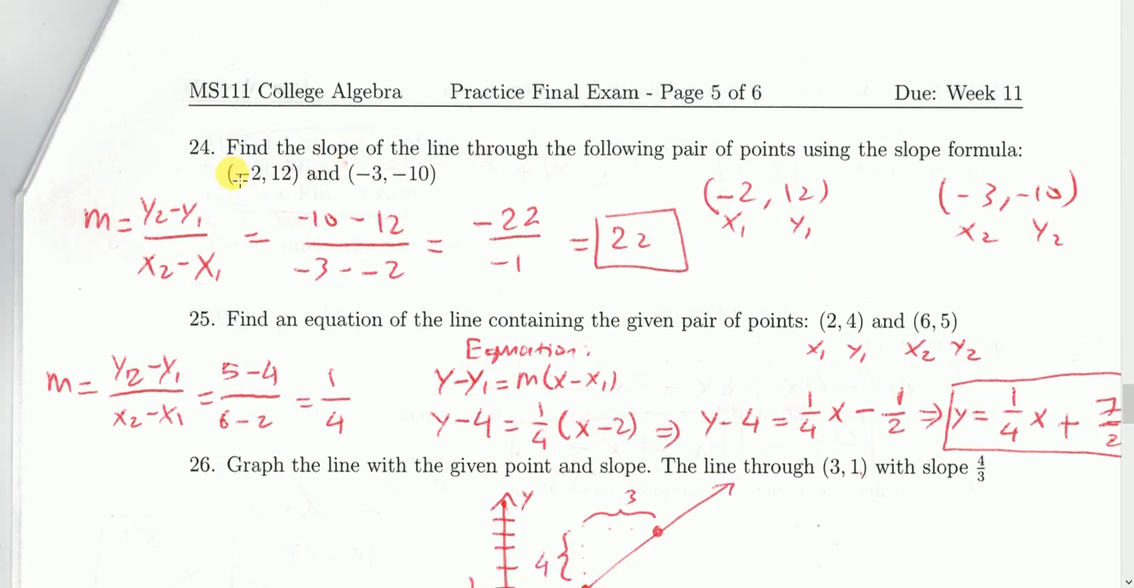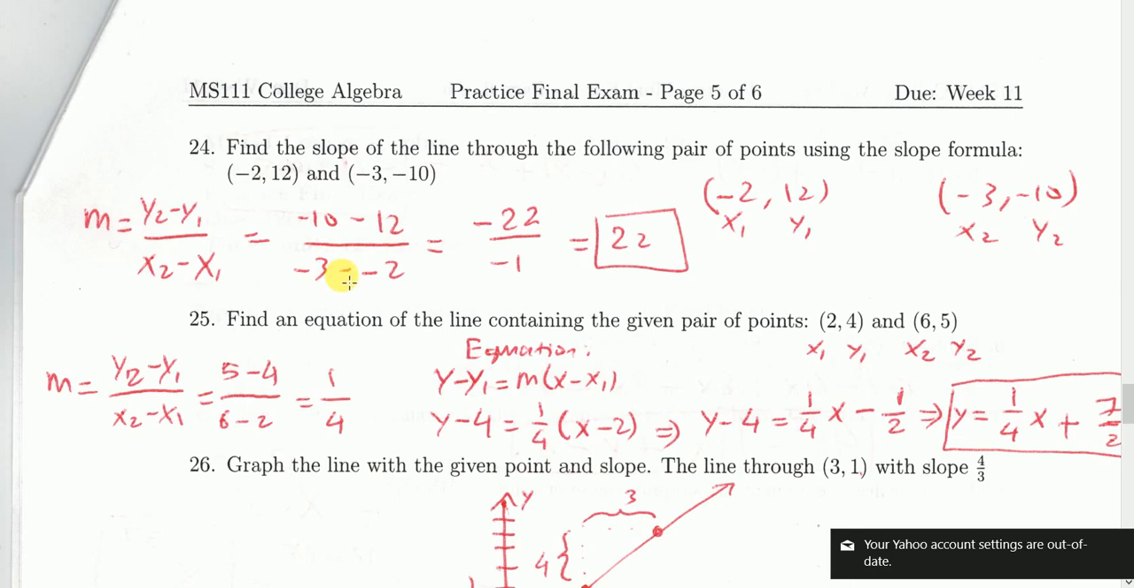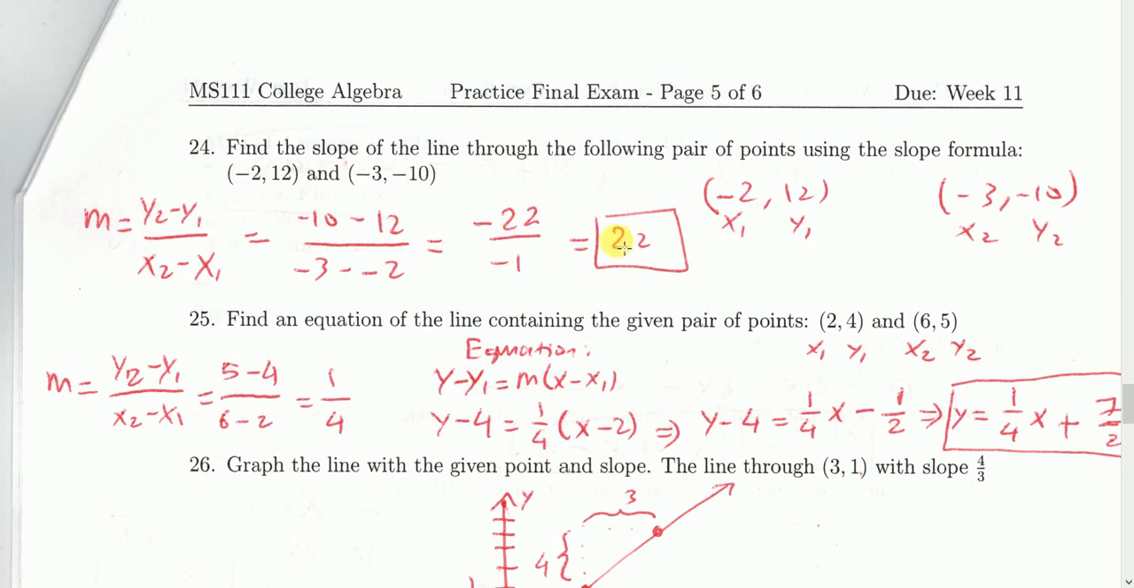Question 24. Find the slope of the line through the following pair of points using the slope formula. So remember the slope formula: y2 minus y1 over x2 minus x1. So I'm given the two ordered pairs. I name the first one x1, y1 and the second one x2, y2. Just plug in directly. y2 minus 10, minus y1 is 12. And then x2 minus x1 directly from here. Minus 10 minus 12 gives you minus 22. Minus 3 minus, and minus and minus become plus. So minus 3 plus 2 gives you minus 1. And when you divide them, it becomes positive 22.